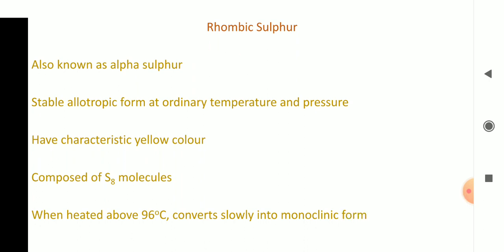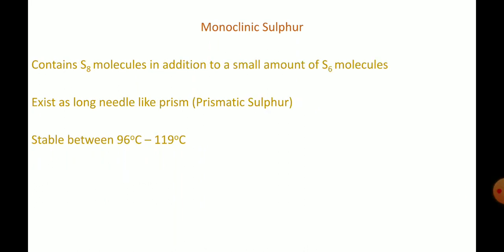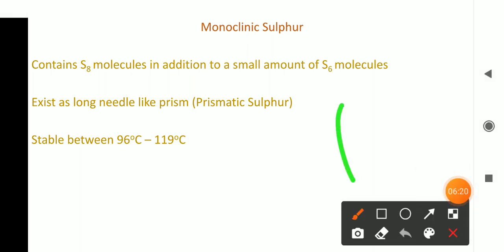Then we have to discuss monoclinic sulfur. Here the points are fewer in number. Look at point number 1. As I told you already, monoclinic sulfur can also be written as beta sulfur. Rhombic sulfur is alpha sulfur, whereas monoclinic sulfur is beta sulfur. This monoclinic sulfur molecule is composed of S8 molecules along with a small quantity of S6. So it is a mixture of S8 and S6 molecules combined together in the monoclinic sulfur form.